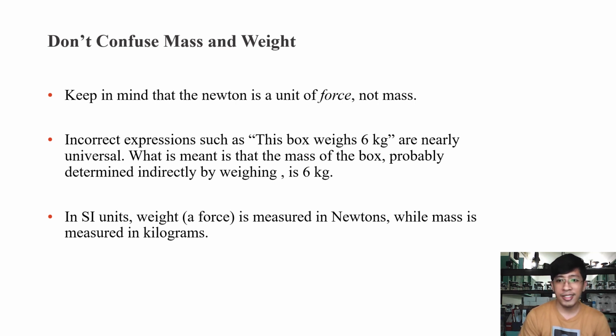So it's grammatically right to say that the box weighs 6 kilograms, but you know that weight should have a unit of newton or pounds. So you can correct it to say that this box has a mass of 6 kilograms. In SI units, weight is a force. This is measured in newtons, while mass is measured in kilograms.